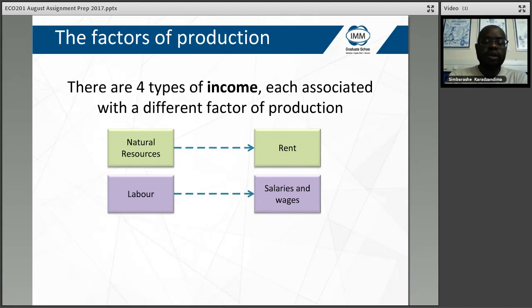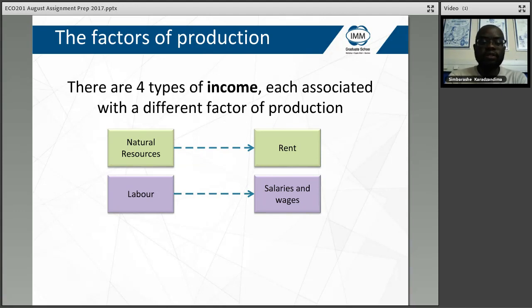Then we move on to labor. When you talk about labor, we are talking about human effort, both physical and mental, that we put into the production of goods and services. We are talking about the workers that we need.